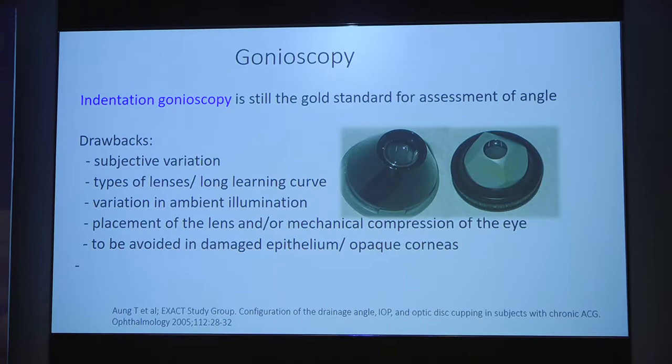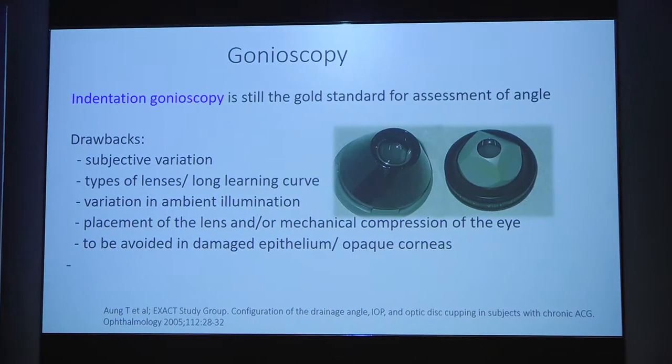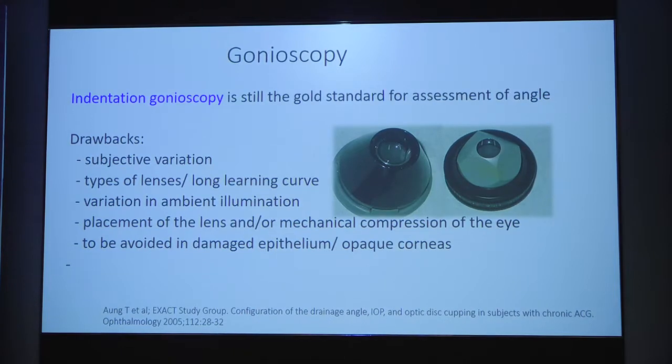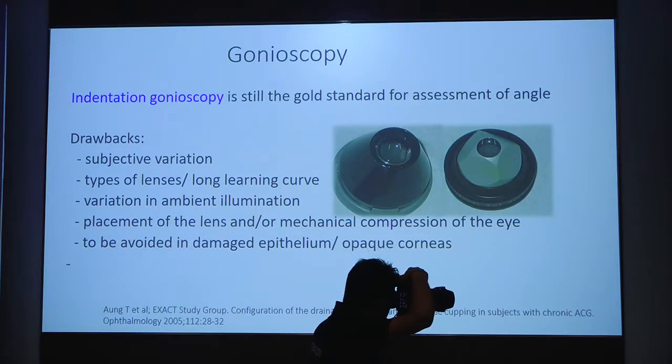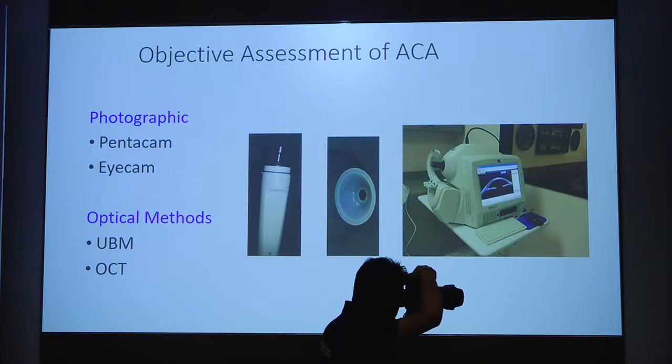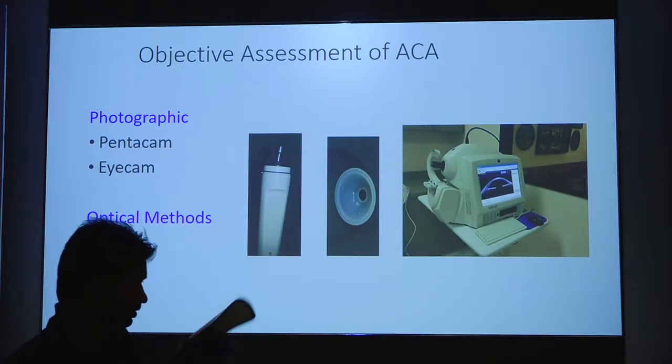We know that indentation gonioscopy is definitely the gold standard for assessment of the angle, but it has drawbacks. It has subjective variation, various types of lenses are used, there is usually a steep learning curve, and there is variation of the assessment in different ambient illumination. Placement of the lenses sometimes involves mechanical pressure, so it has to be avoided in damaged epithelium or opaque corneas.